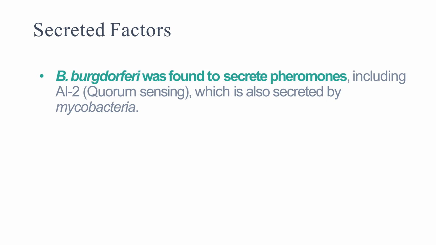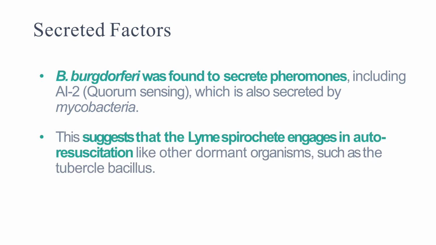And they also have these pheromones that they can produce called quorum sensing, which is also secreted by mycobacteria. And it's another strategy that they've pulled into their system along the way, which helps them to survive and thrive along the way.